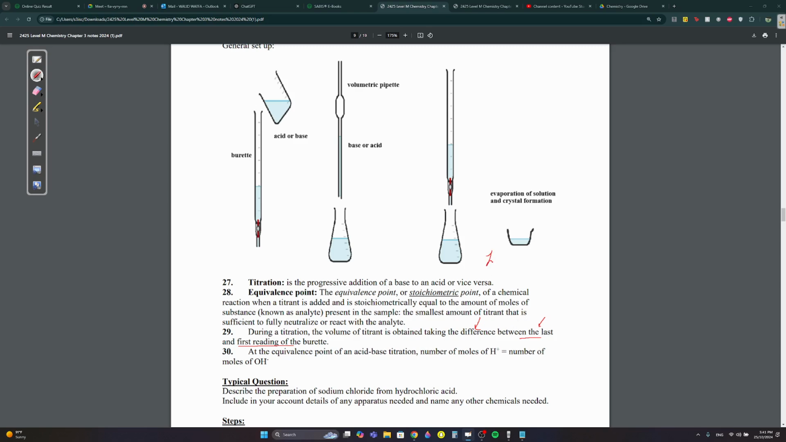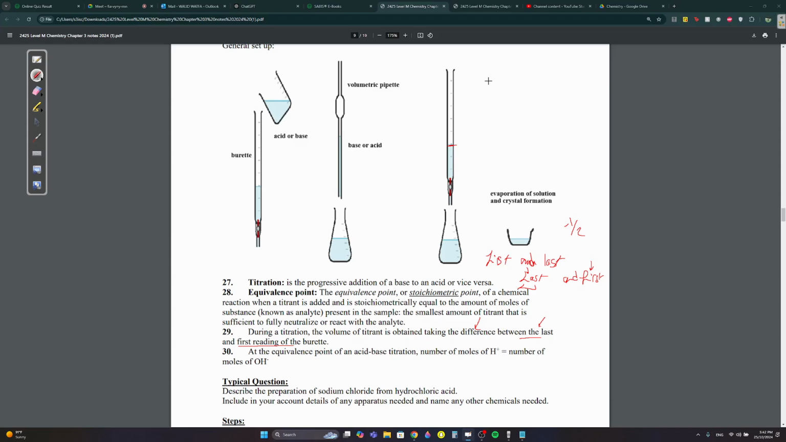If you just write first and last, you're going to lose the minus sign, because you have to say last and first. Initially you have to say last, then say first, because when reading it, you subtract the first reading from the last reading.